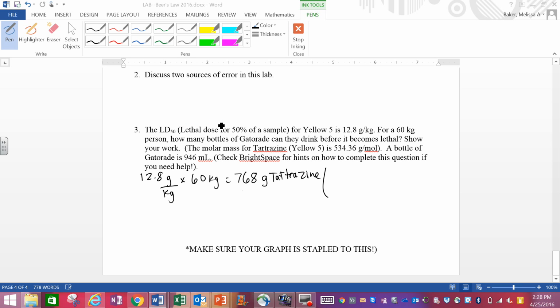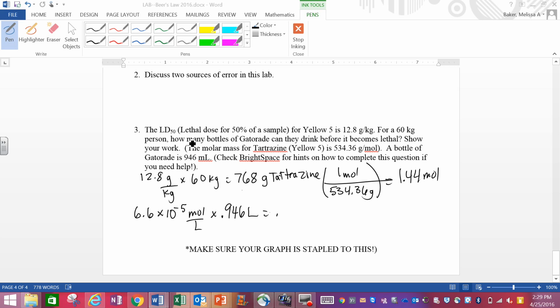How many moles is that? One mole is 534.36 grams. So divide by the molar mass, I get 1.44 moles of the tartrazine. Then you need to take a look at the concentration that you calculated for the yellow dye. For me, I calculated that it was 6.6 times 10 to the minus fifth. Yours is going to be different here. The bottle was 0.946 liters. So multiply to figure out how many moles of yellow dye are in one bottle.